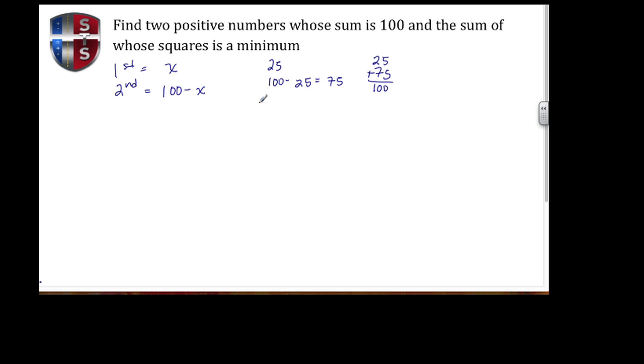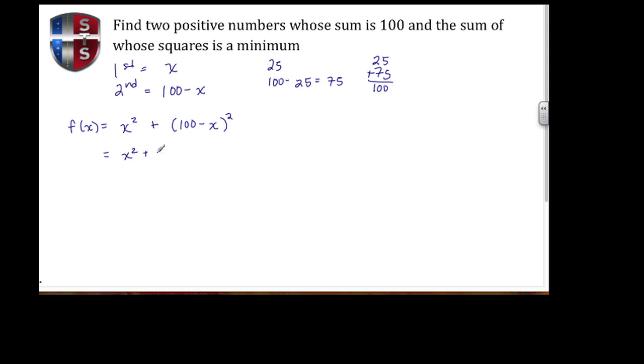And the second part says, and the sum of whose squares is a minimum. So let's begin by just calling this a function, f of x. We know the first number is x, so we need to square it. And we need to add that to the square of the second number, where the second number is 100 minus x, and we also have to square that. Our next step is to FOIL and simplify this function.